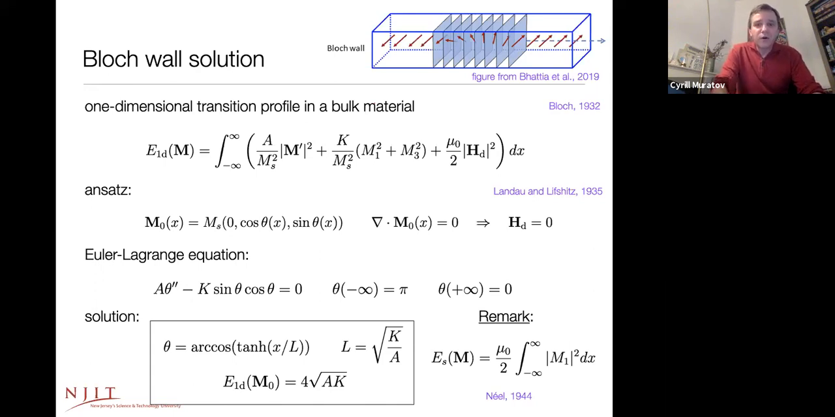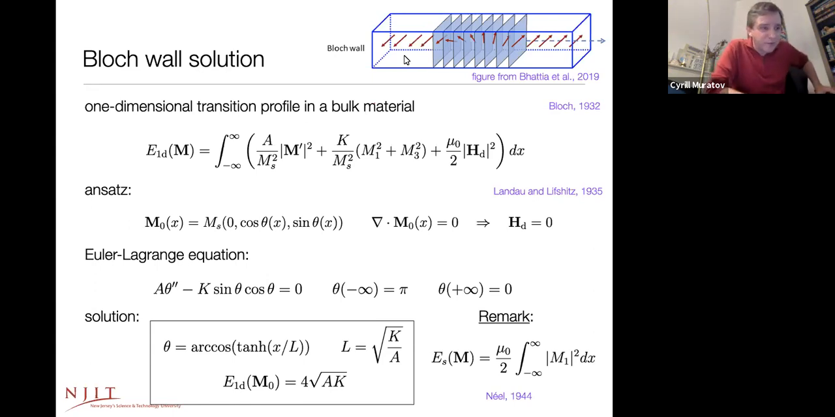In the Bloch wall, the magnetization rotates by 180 degrees between the two easy axis orientations, which in my talk will always be the y-axis. And this rotation occurs in the plane perpendicular to the direction of the wall. Now this wall is called the Bloch wall, but actually Bloch, who introduced the idea of transition layers in 1932, actually didn't study this problem.